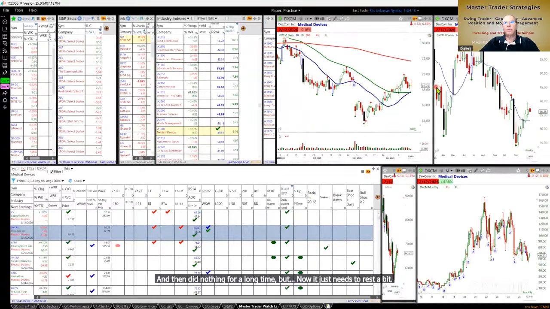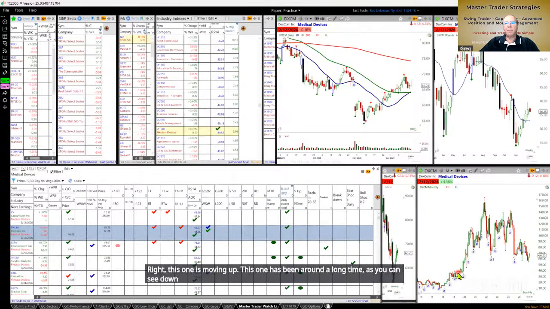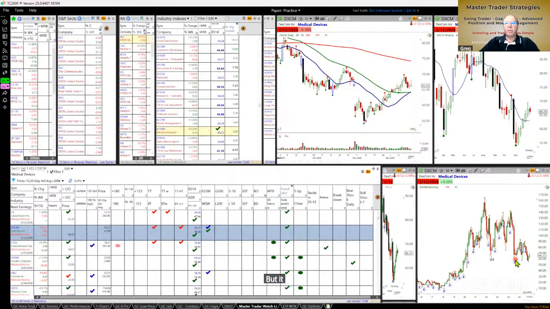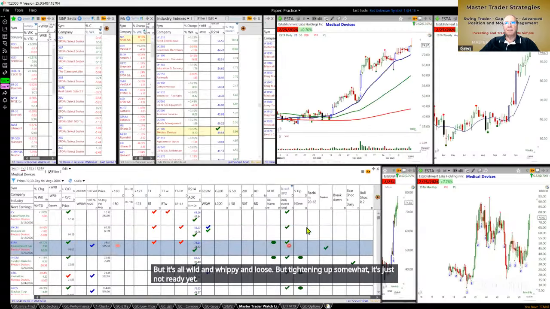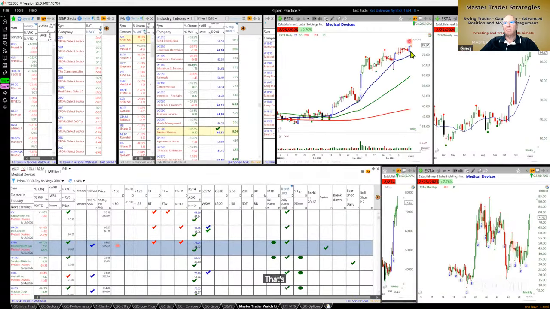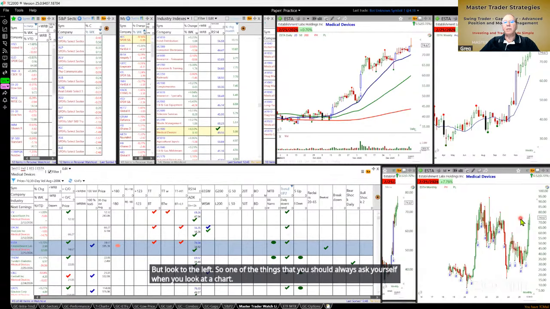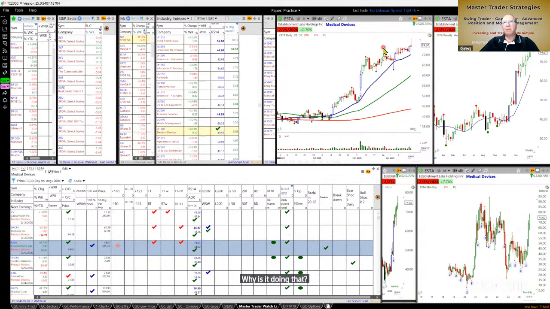This one is moving up. This one has been around a long time, as you can see down here on the monthly time frame, but it's all wild and whippy and loose, but tightening up somewhat. It's just not ready yet. That's a nice uptrend. I'm getting a little rejection today, but look to the left. One of the things you should always ask yourself when you look at a chart is, why is it doing that? Meaning, why is this getting rejected today? Because it's such a beautiful chart on the daily time frame.